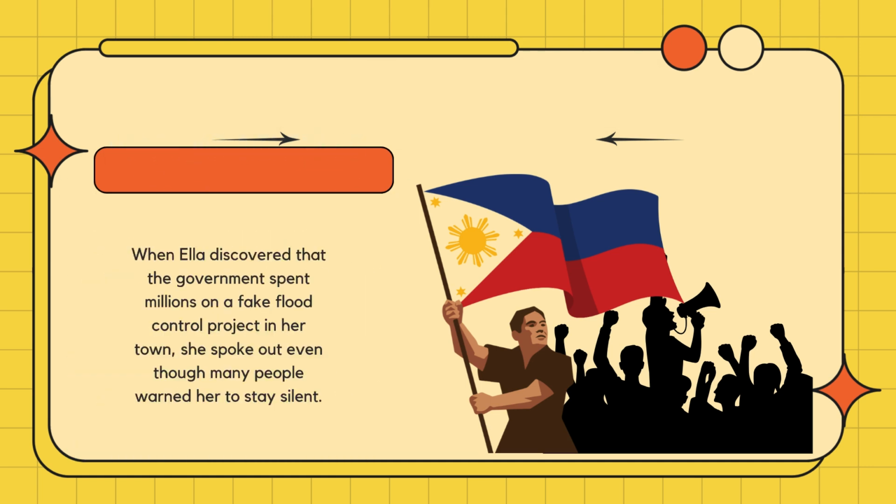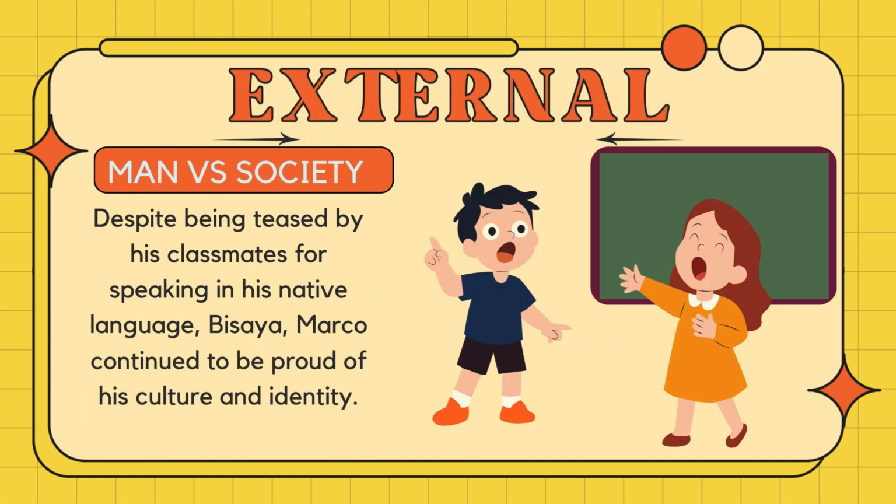Another example is, despite being teased by his classmate for speaking in his native language, Bisaya, Marco continued to be proud of his culture and identity. So Marco, instead of feeling ashamed, he stands tall and smiles. He knows that speaking in his language, which is Bisaya, is part of who he is, his culture and identity.